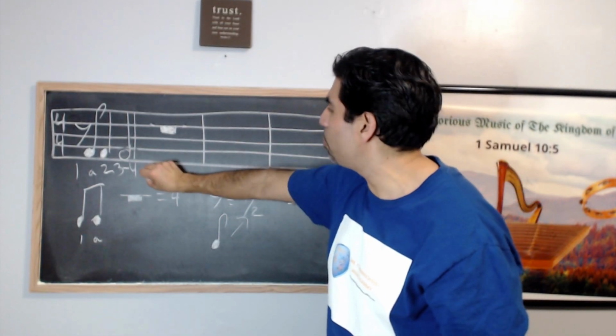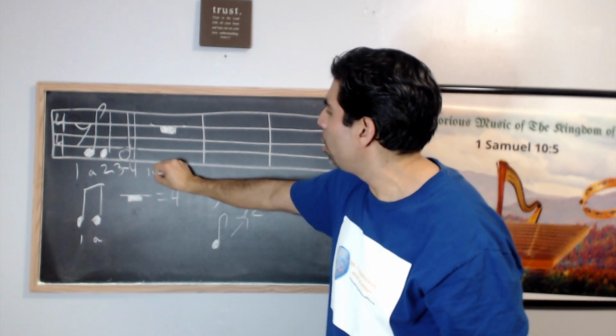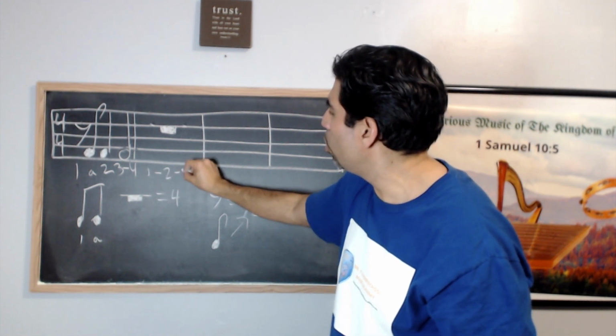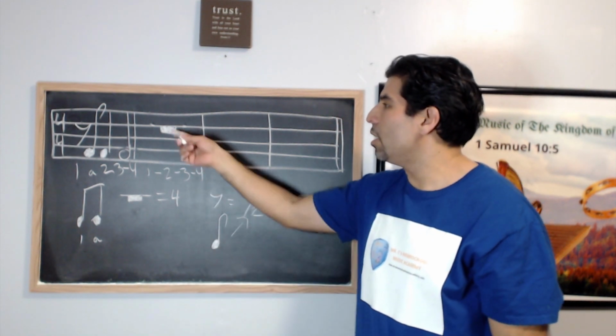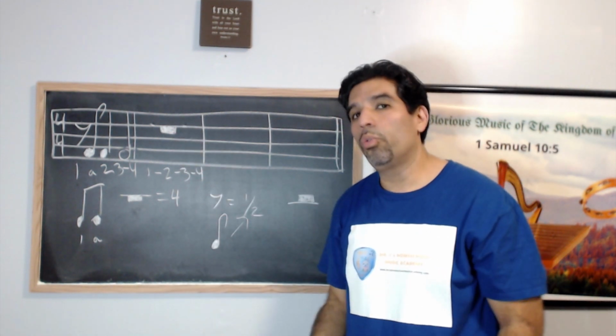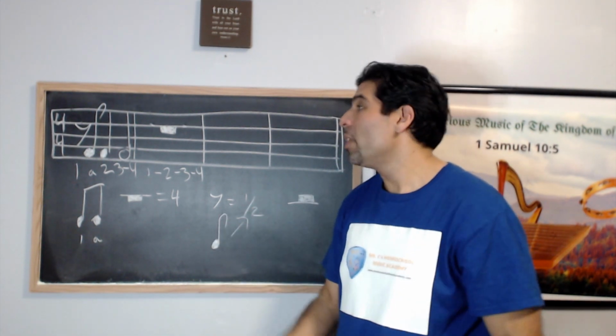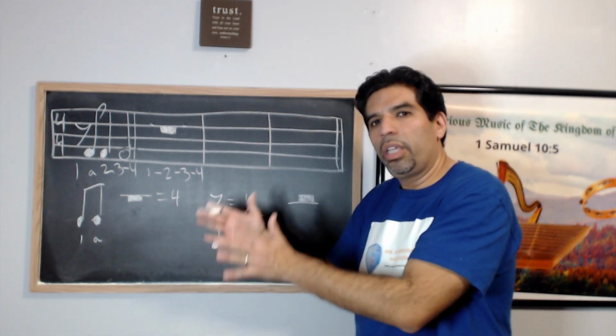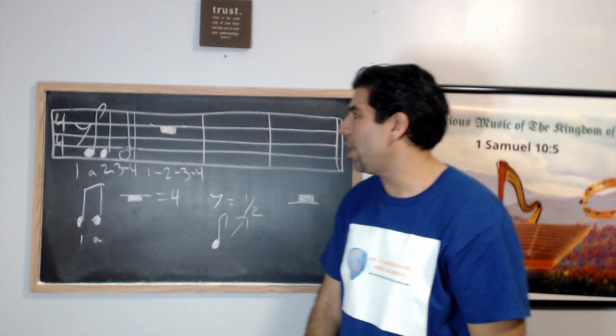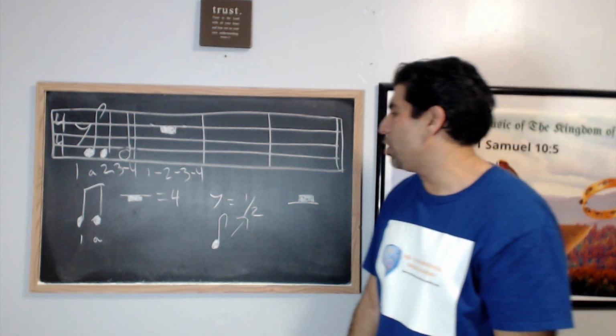Let's count it in. Let's put the counts underneath. We got 1, hold 2, hold 3, hold 4. And that's all that's needed. You only need the whole rest there by itself. Just like a whole note is 4 beats of sound held, this is 4 beats of silence held, okay? And you would just keep your hands separate. 1, hold 2, hold 3, hold 4. And that's it, okay? Now let's get into our 3rd measure.